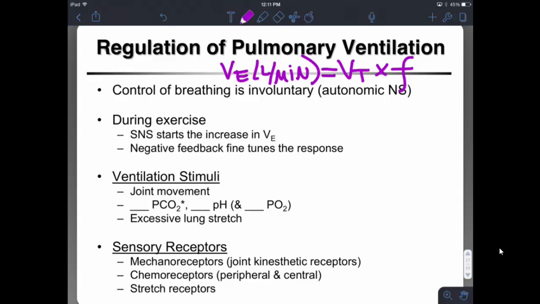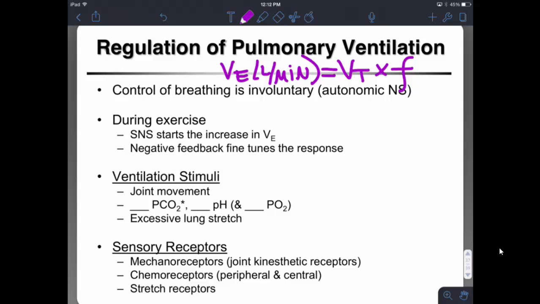So at rest, our ventilation rate is relatively low because we don't need to take in a lot of oxygen and we don't need to get rid of a lot of CO2. However, when you start to exercise, we've got an increased demand for oxygen and an increased need to get rid of CO2. So during exercise, ventilation increases. So what we're going to talk about here is the factors that affect the ventilation rate, and why does the ventilation rate go up during exercise? How does the body control that?